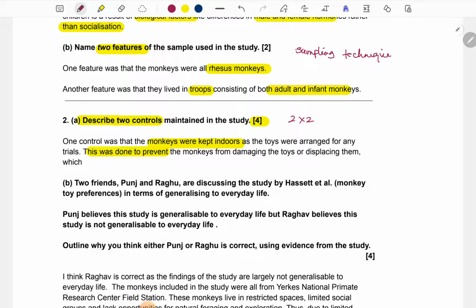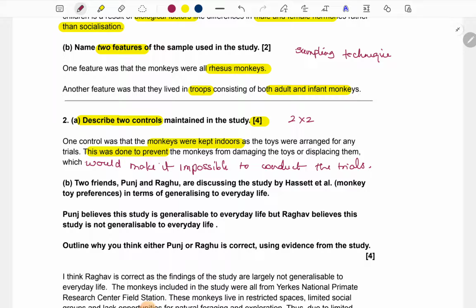So now I've said the monkeys were kept indoors when the researchers were arranging the toys for the trials. Now I need to ask myself a very simple question: but why? What was the need to keep them indoors? So this was done to prevent the monkeys from damaging or displacing toys, which would make it impossible to conduct the trials. Okay, so that's how I get a second mark, by reasoning out why this was done.